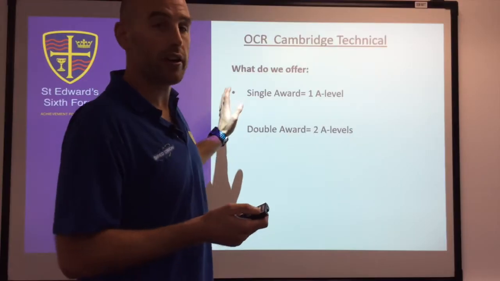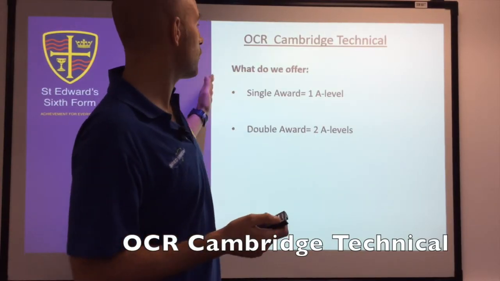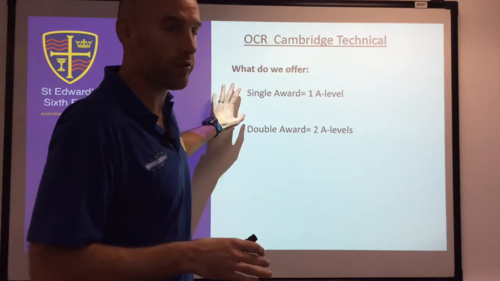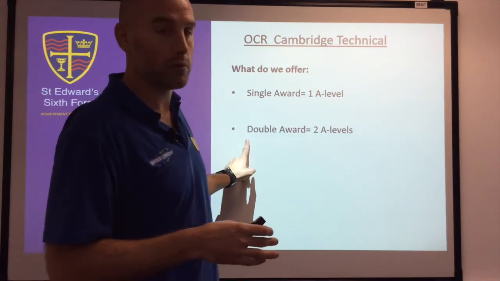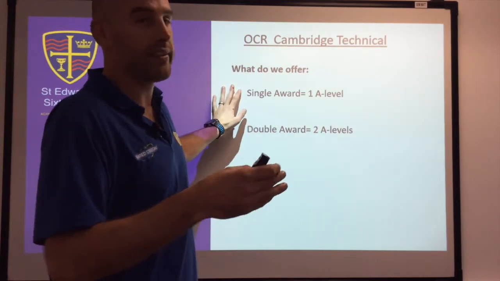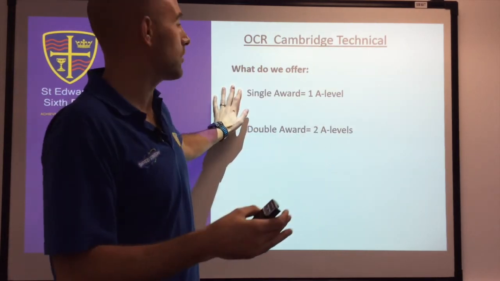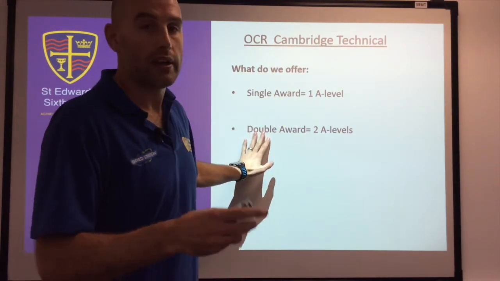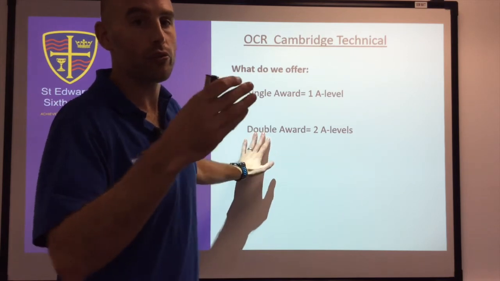Our second course that we offer is the OCR Cambridge Technical. We offer 2 pathways within this. We offer a single award and we offer the double award. The single award is worth 1 A-level. So if you opt for that, it's the same as choosing an A-level at the end. So you choose this and then 2 other A-levels. Whereas if you opt for the double award, it's worth 2 A-levels and then you choose 1 other A-level.